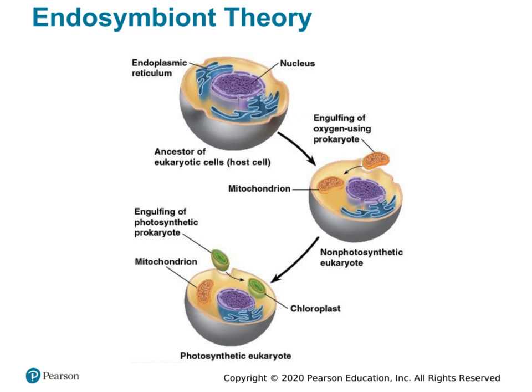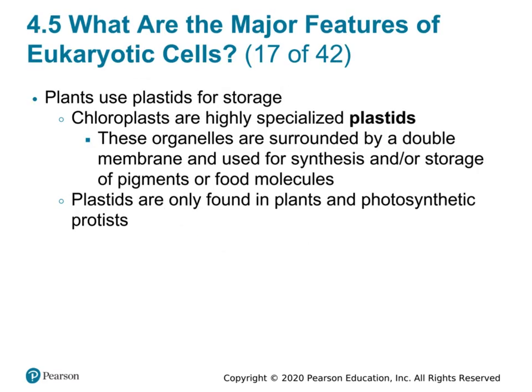Here's that process. You can see just kind of the taking in of the mitochondria and the chloroplast by other cells. You would initially have a non-photosynthetic eukaryote take in mitochondria, and then we would take in the photosynthetic, kind of early chloroplast, and that would allow for a photosynthetic eukaryote. We do know that during the endosymbiont theory, or during this process, it appears that mitochondria were engulfed before chloroplasts.